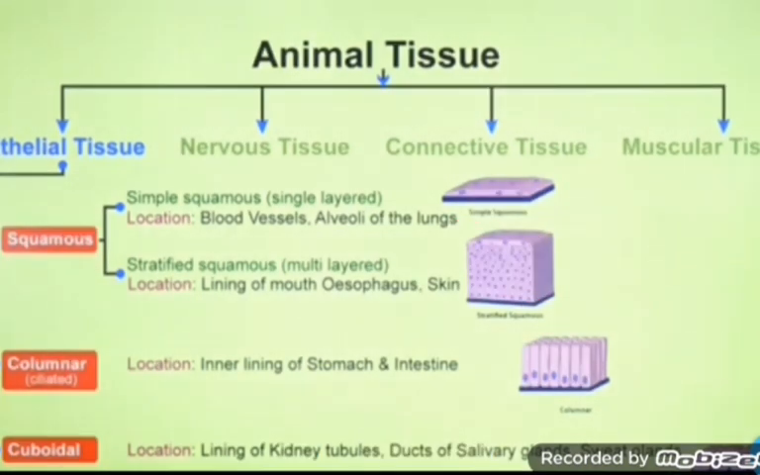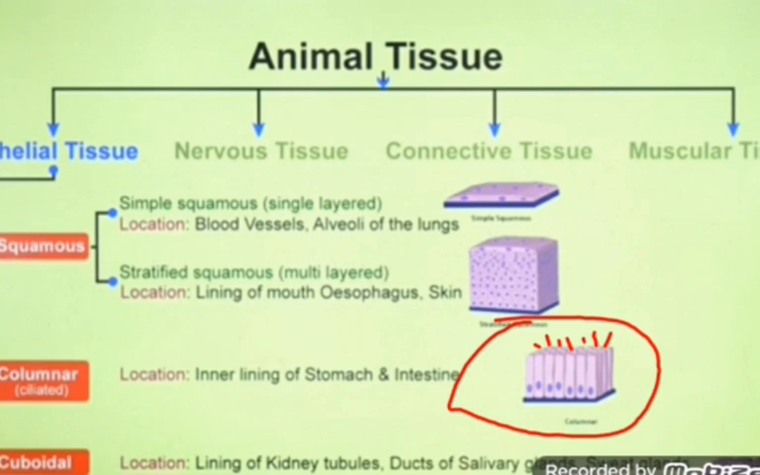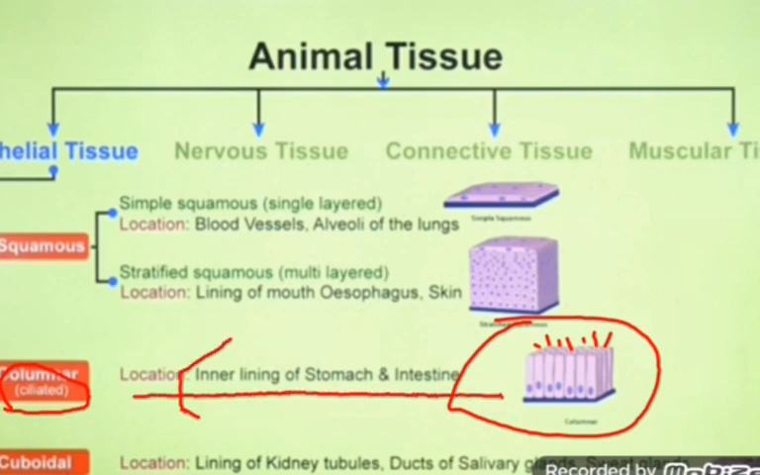And now let's see what is columnar. In columnar tissue, we have small villi on top of them. That's why columnar is also known as ciliated. Their main function is the absorption of food. So it is located in the inner lining of the stomach and intestine.